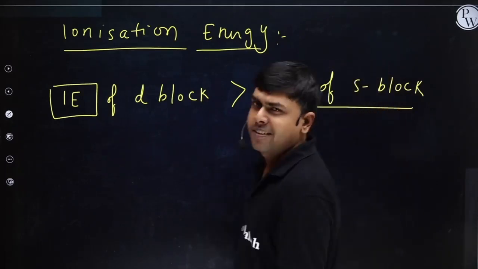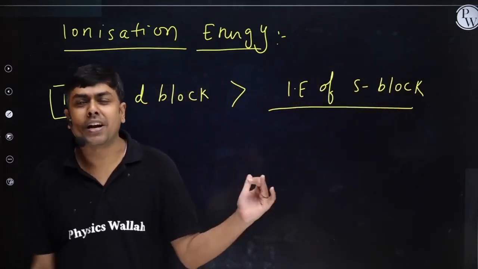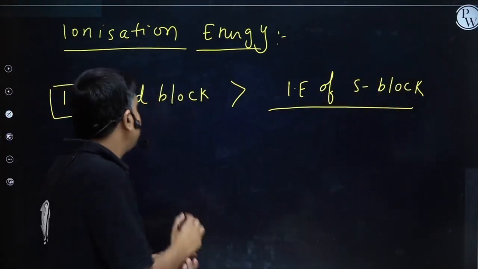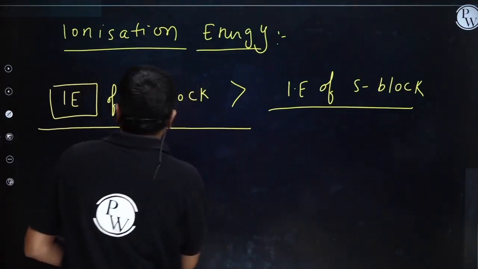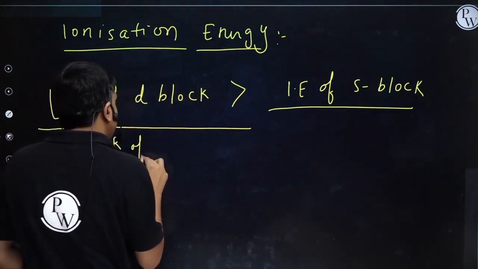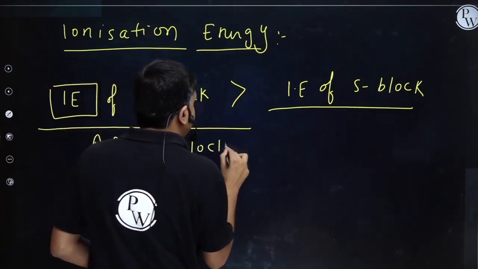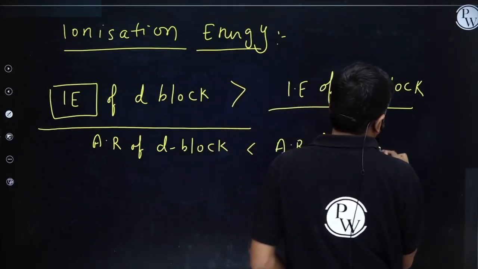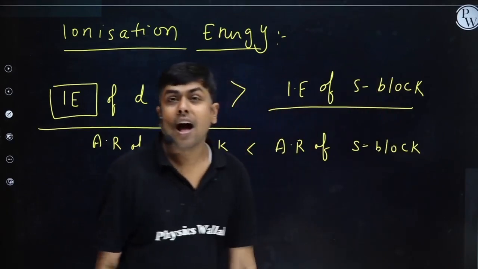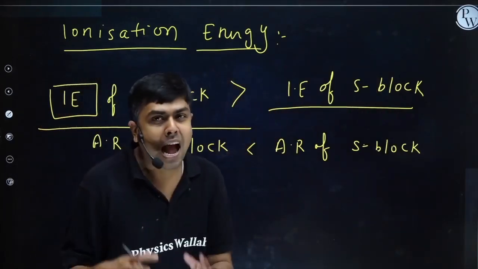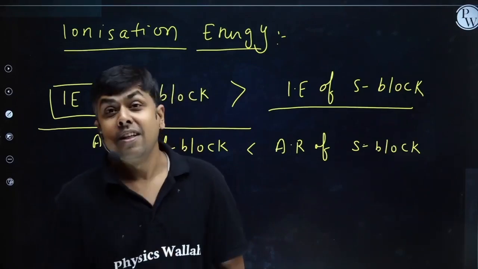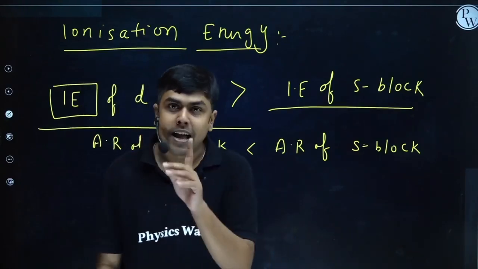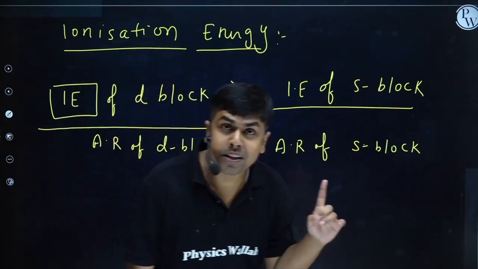Can you tell me the reason? Basically, as we move from left to right in a period, atomic size decreases. So the atomic size of these D block elements is smaller. The atomic radii of D block elements is less as compared to S block elements. Smaller the size, higher will be the Z effective, higher will be the ionization enthalpy, right? So the ionization enthalpy of D block elements is larger than that of S block elements but smaller than that of P block elements.